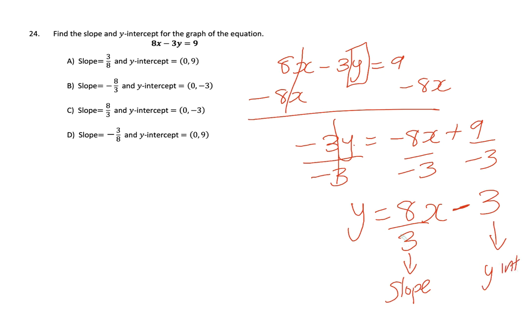So my slope is 8 over 3, and it's a positive. So my answer is not A, it's not B, it's not D. So my answer is C. So my slope is 8 over 3. And then with your y-intercept, remember you have to write it as a point. And because it's a y-intercept, it means you have a value for y. So x will be 0, and y has a value of -3. So your answer is C.